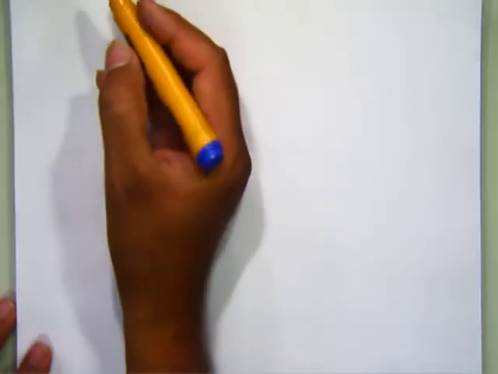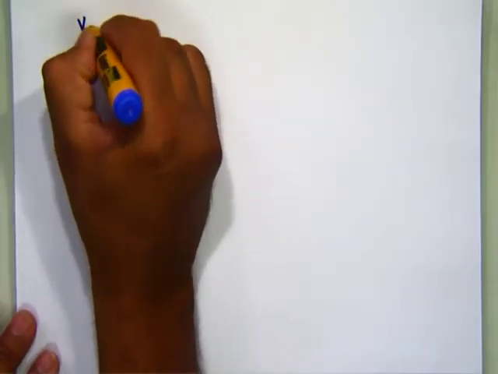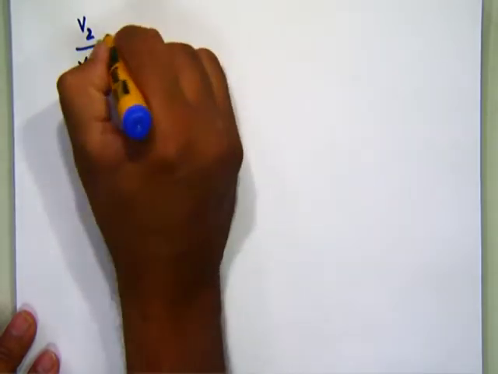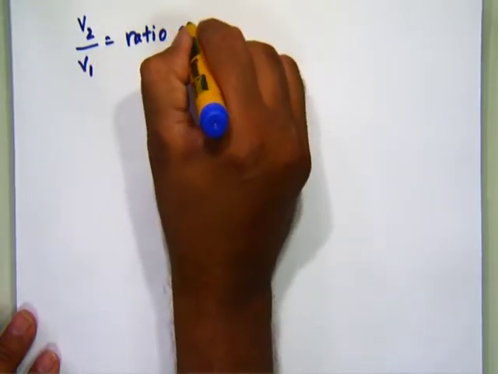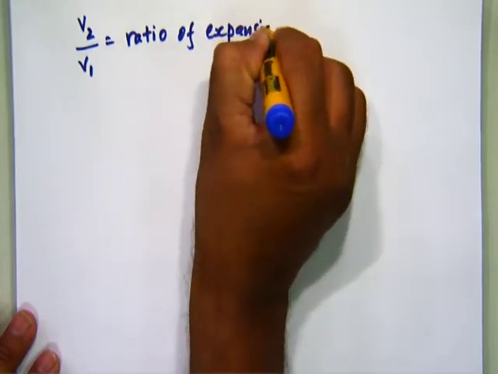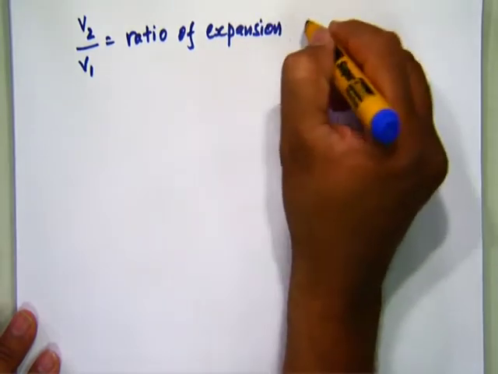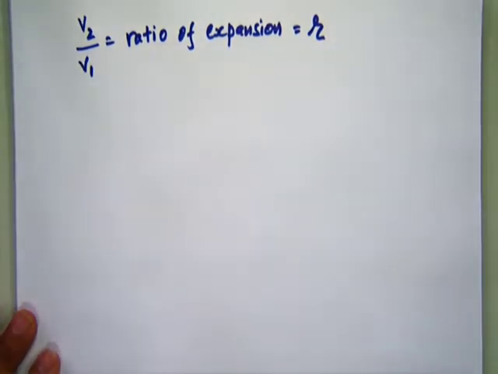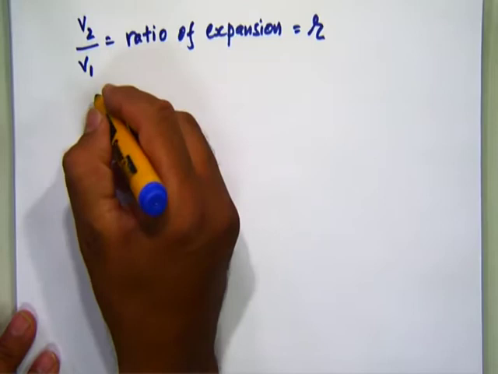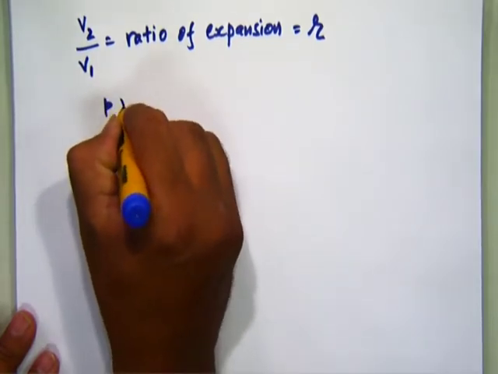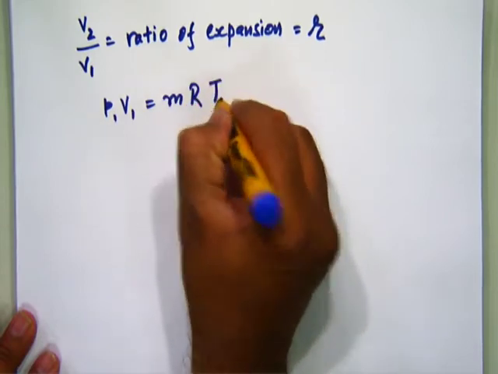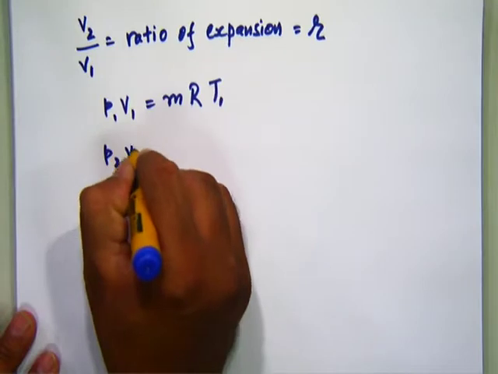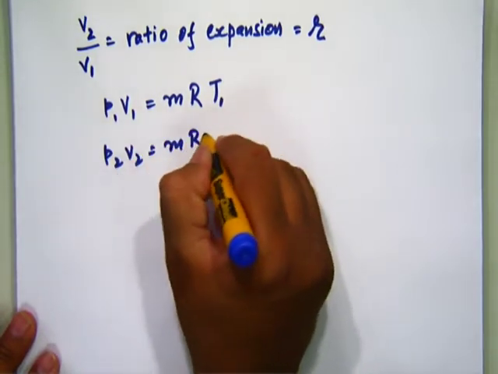Now, friends, it is known to us that V2 upon V1 is nothing but the ratio of expansion, that is equal to R. You also know that from the characteristic gas equation, P1 V1 is equal to mR T1, P2 V2 is equal to mR T2, right?